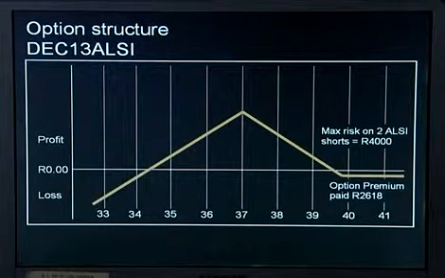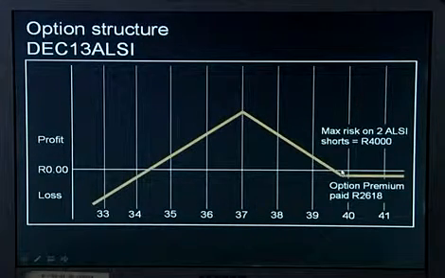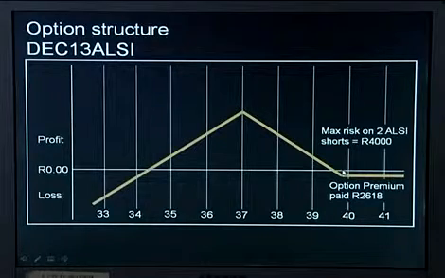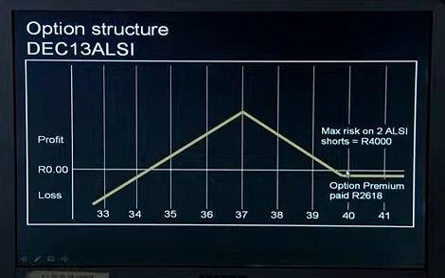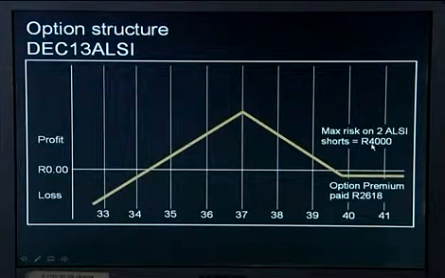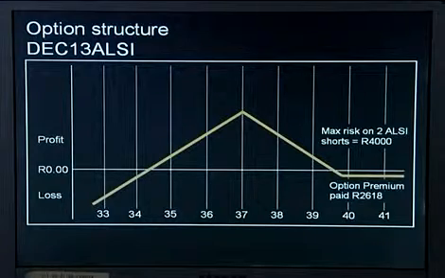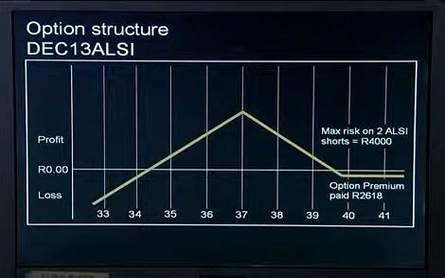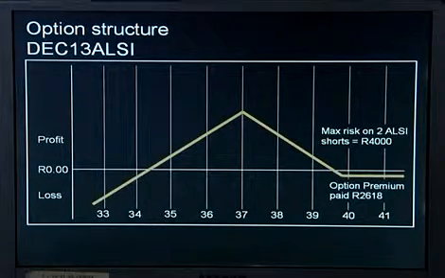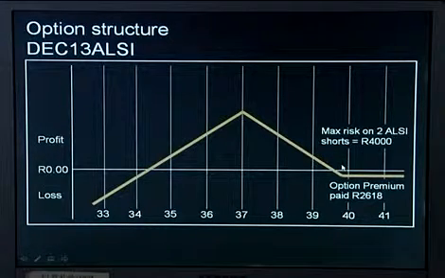Bear in mind that I'm short on the Top 40 future from a level of 39,800. So I've basically got 400 points worth of risk on 2 contracts that I have to wear, which means that I've got a potential loss of 4,000 Rand on those 2 Top 40 futures before my call option then starts to come into effect to protect me if the market continues to move higher.